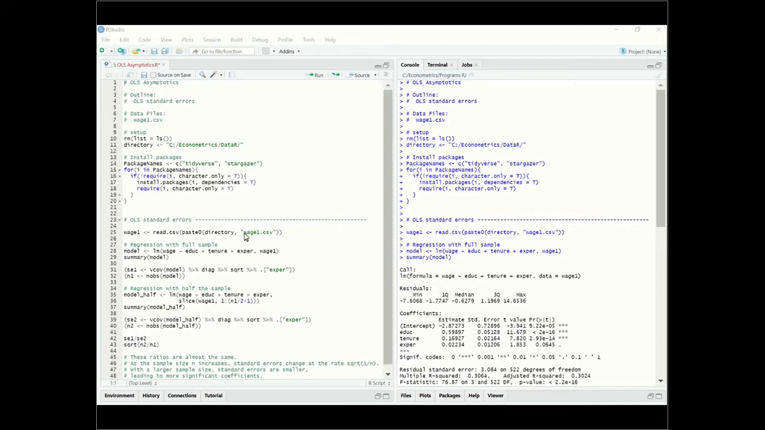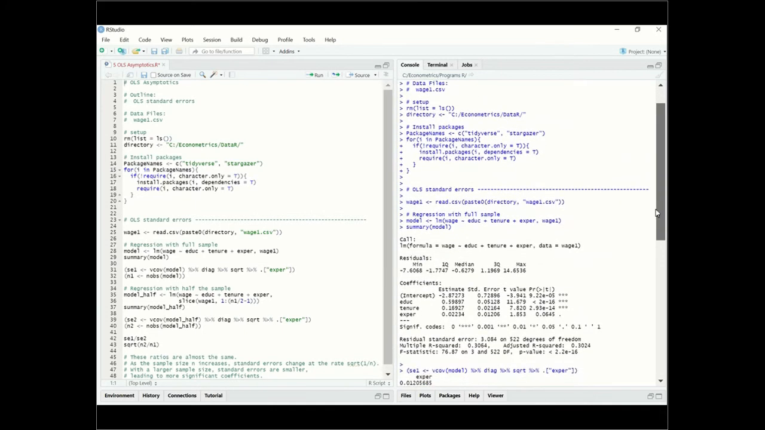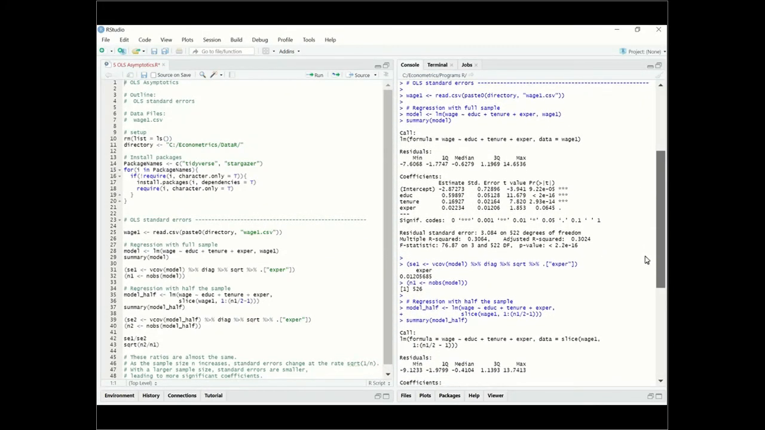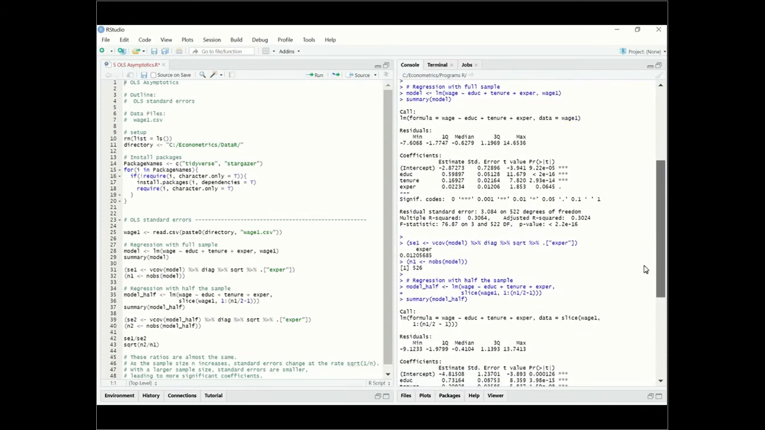Let's go ahead and read the wage1 data set into the wage1 data frame, and then let's run a regression with the full sample. To do that, we're using a linear model, with wage as the dependent variable, and education, tenure, and experience as independent variables, and wage1 is our data frame. To summarize this model, these are the coefficients and the standard errors that we have here. We can note here that the coefficients are here and the standard errors are here.